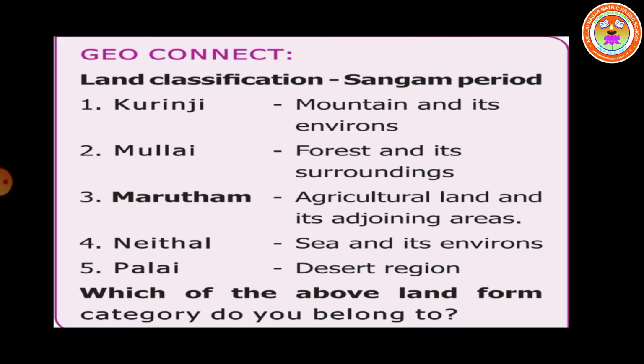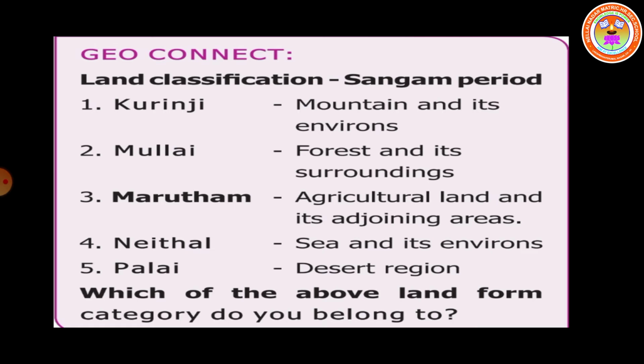Next, this is the Geo Connect content. This shows the landforms during the Sangam period, that is the period between 300 BC to 300 AD. That is the period of our three ancient kings, Cheras, Cholas, Pandyas. During that time, what is Kurunji? Mountains are called Kurunji. The landscape of mountains is called Kurunji.